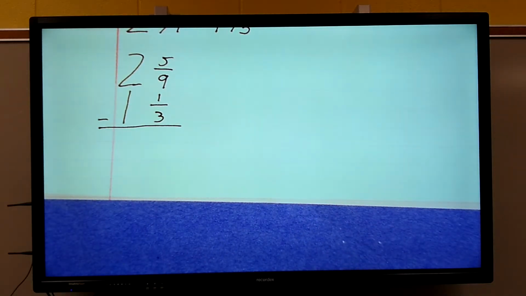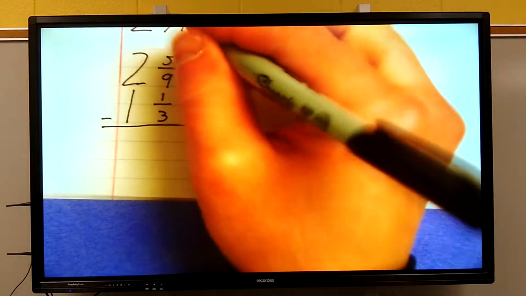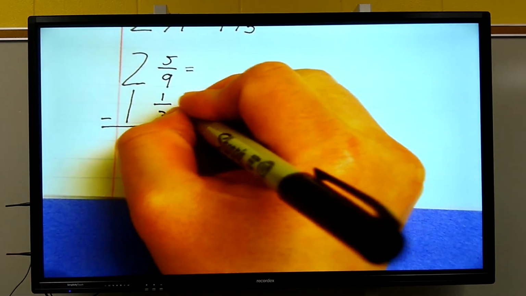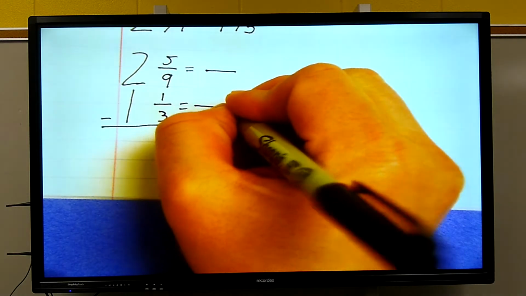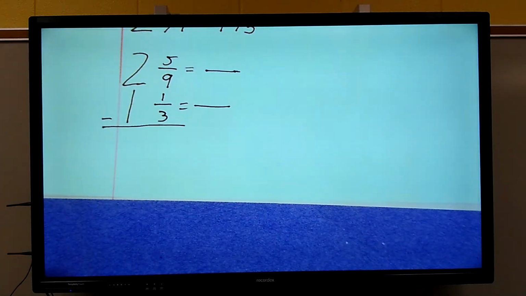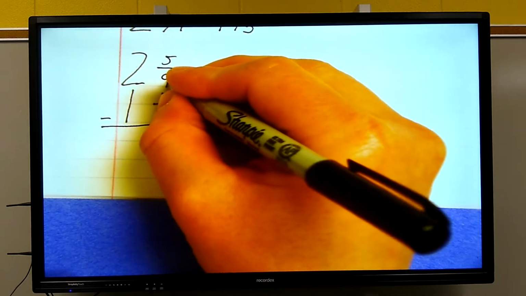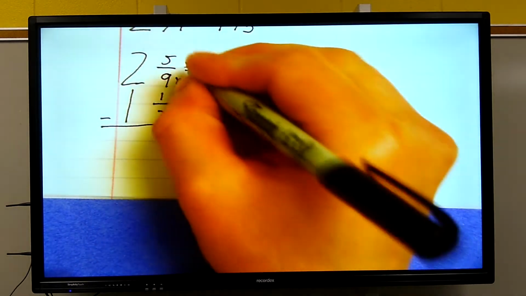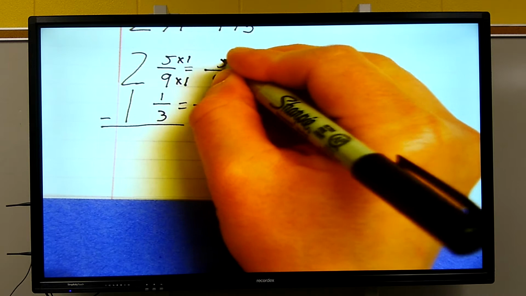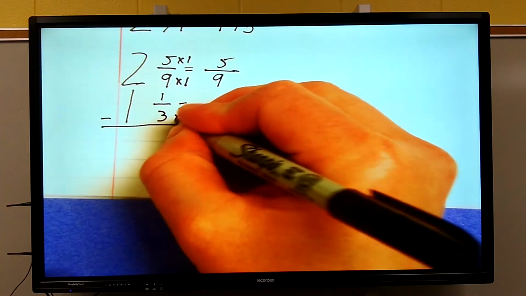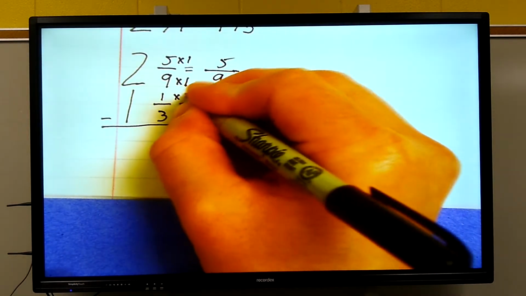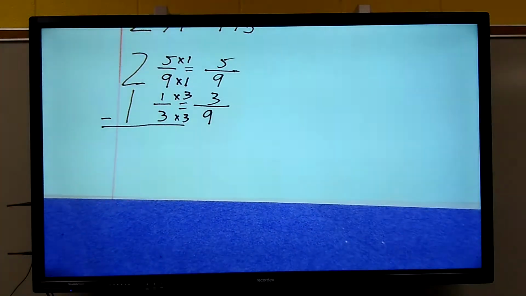Step number 1, find the least common denominator. You should know how to do that real easy by now, if you've been doing all the work I've been giving you. It is 9. 9 times 1 is 9. 5 times 1 is 5. 3 times 3 is 9. 1 times 3 is 3.